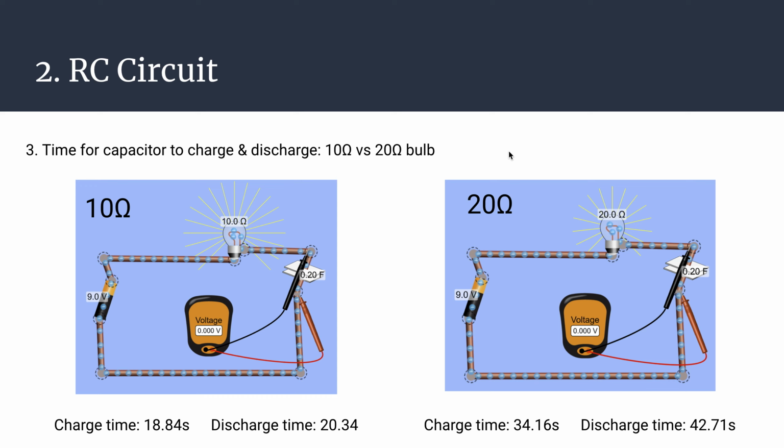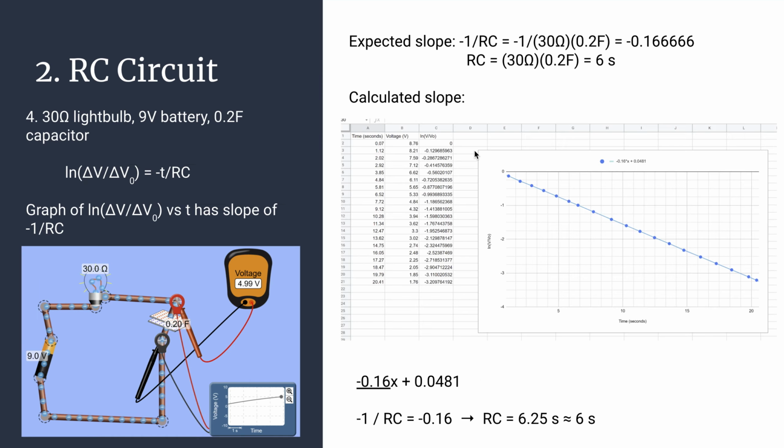When comparing two bulbs of different resistance values, we can see that it takes longer to charge and discharge a bulb of greater resistance. We can actually calculate a value for the time constant with the equation shown on the left here. I recorded values for time and voltage over a 20-second interval in Excel, and then created a graph of the natural log of the voltage drop at some time t over the initial voltage drop. The slope of that came out to be negative 0.16, which gives a time constant RC value of 6.25 seconds. This is pretty close to the calculated RC value of 6 seconds, considering the high probability of error with accurately recording the times while stopping and starting the simulation.